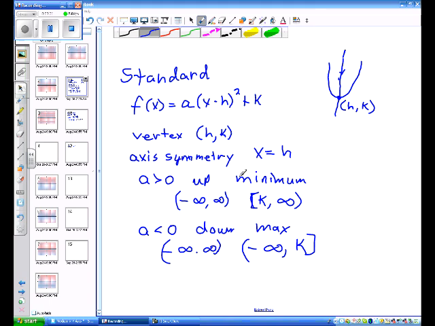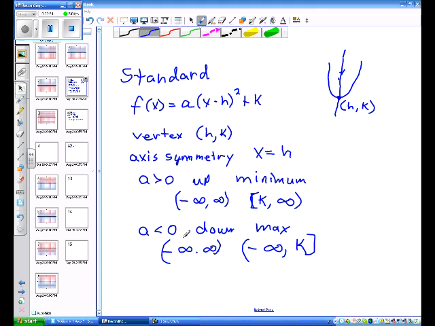If a is positive, your graph opens up and you have a minimum. And since your graph opens up, your domain would be from negative infinity to positive infinity. Your minimum, since it's a minimum, you're going to start at the lowest y value, which would be your k, your vertex, and go to positive infinity.